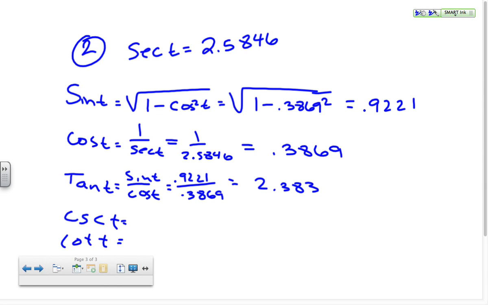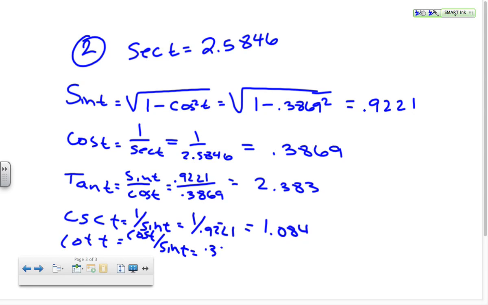2.383. The cosecant of t is 1 over the sine of t. We know the sine of t is 0.9221. So my answer is 1.084. The very last one, cotangent, is the cosine of t over the sine of t. So that is 0.3869 divided by 0.9221. And that gives me 4.1964. Another way that I can do the cotangent is 1 over the tangent of t.